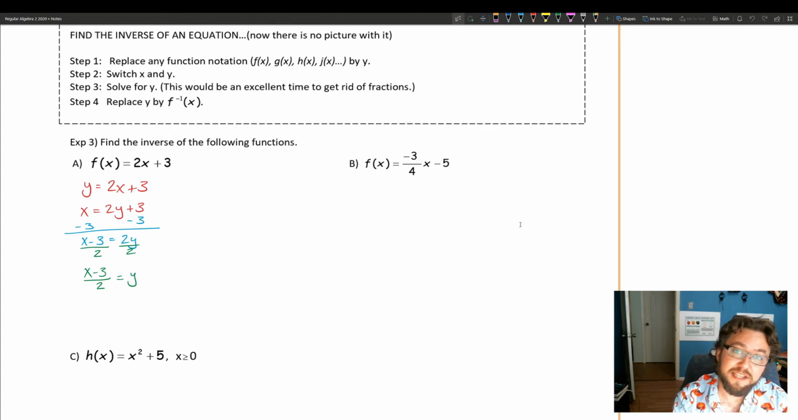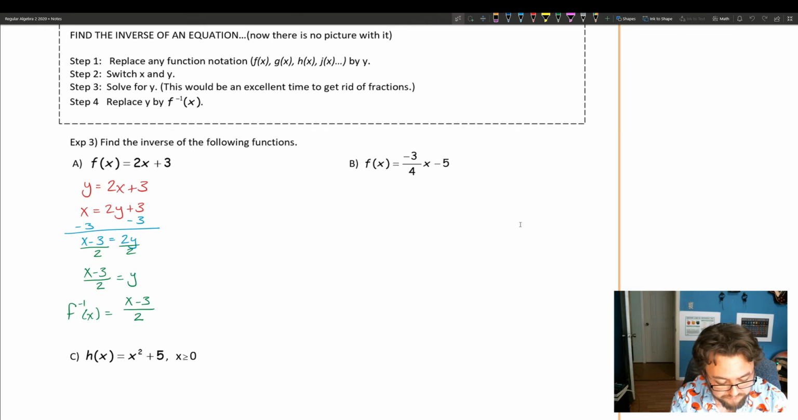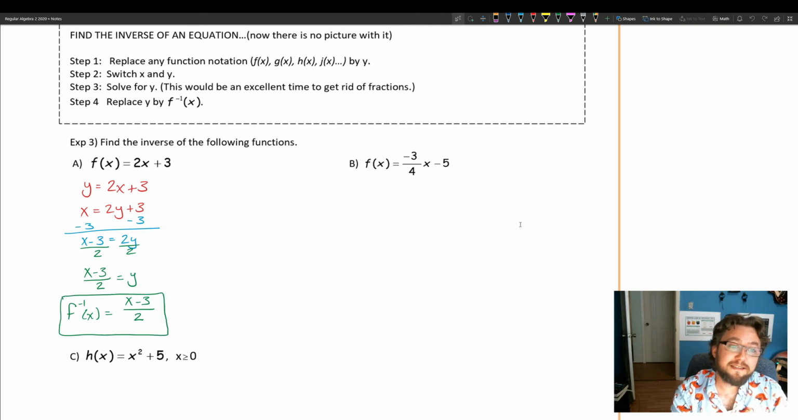So the proper notation is f with a little tiny -1 floating as a superscript. So f and the -1, that means inverse, of x is equal to x minus 3, the quantity divided by 2. And that's all there is to it. When you are working this kind of problem, you will get fractions, and that's okay. Don't be freaked out by them. Let's look at the next example, B.